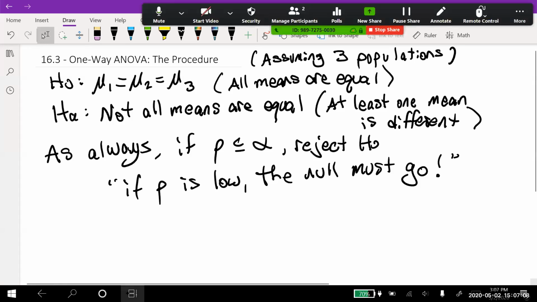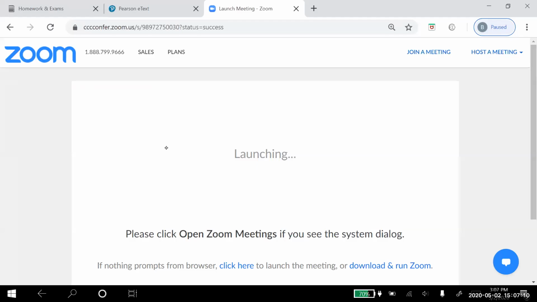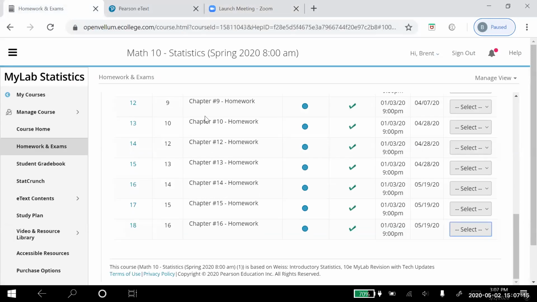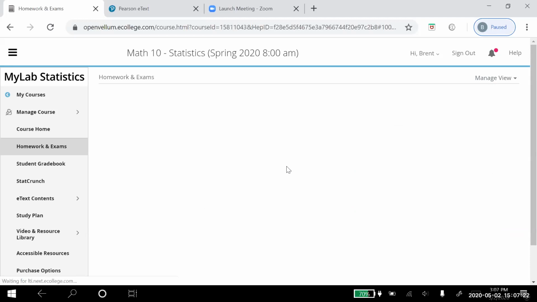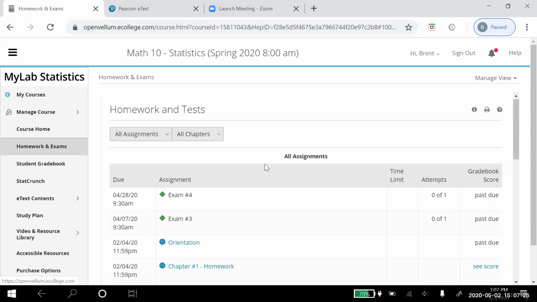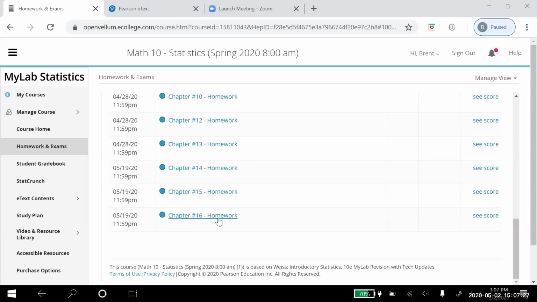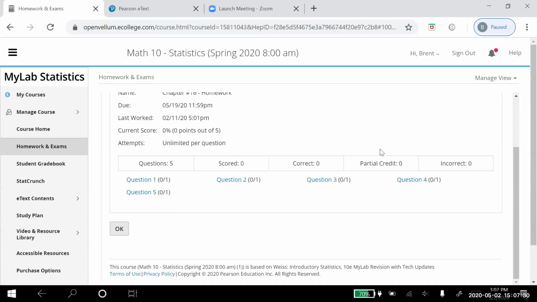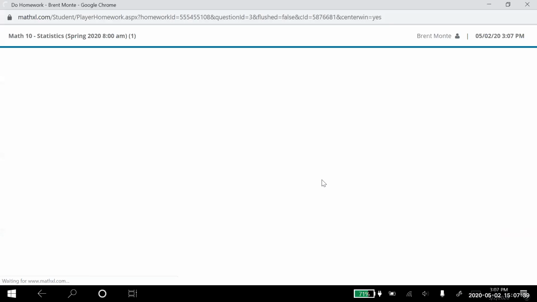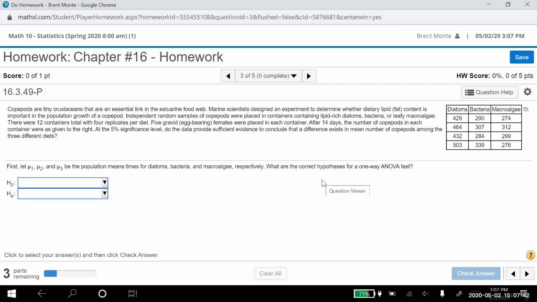So let me pull up a problem out of our homework. Let's go in here and go into homework and exams. We'll go into chapter 16, and let me pull up problem 3. There's only 5 problems in this section, so it should be pretty quick. 3, 4, and 5 are all hypothesis tests. 1 and 2 are theoretical questions. Okay, so let's pull this up and see what this problem's all about.